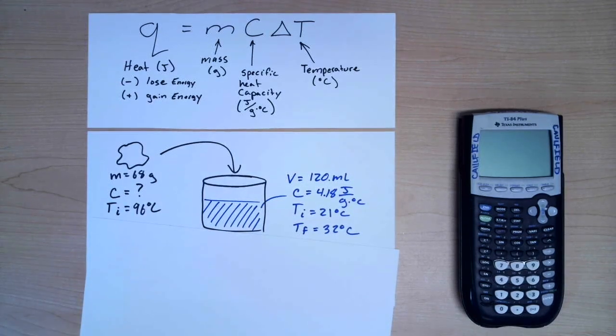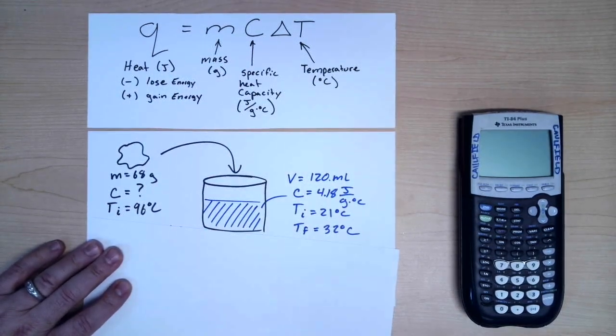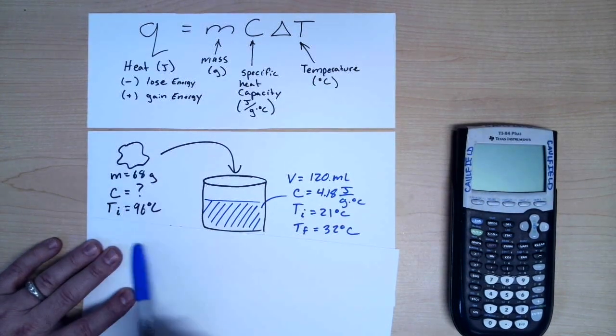Hi team, we're going to go ahead and do a practice problem right now that deals with Q equals mCΔT. So that's the relationship between heat and temperature. This particular problem is going to take a little bit of a real life situation where we might do a little lab type scenario here.